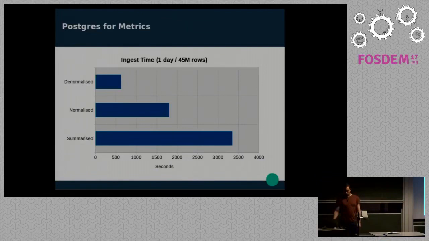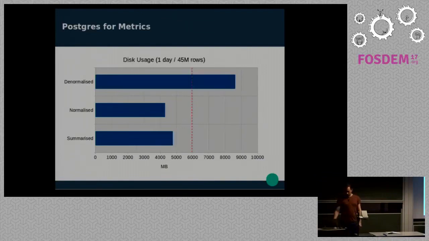So pretty good result. The other thing worth noticing is the normalization, as you might expect, really does reduce the amount of disk space you need. And in fact, this was necessary for us because in order to get to that 1 terabyte for 6 months value, we had to hit less than 6 gigabytes a day of data. So we were well over that with the denormalized data.